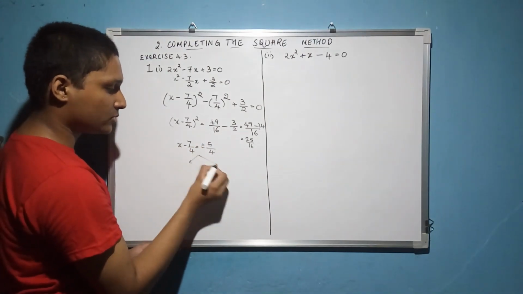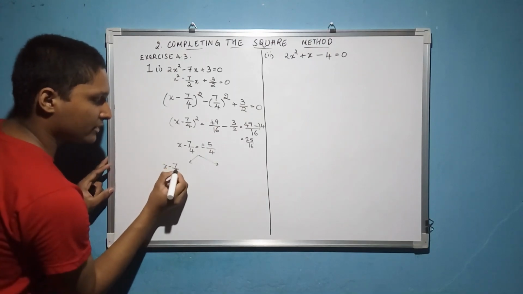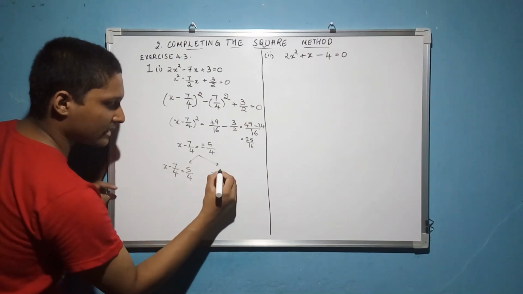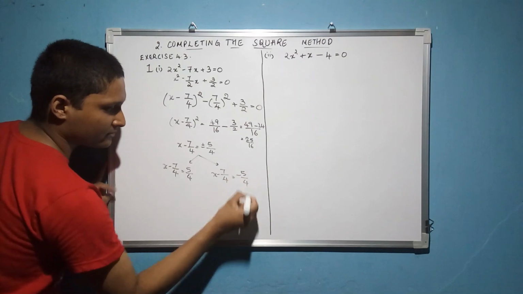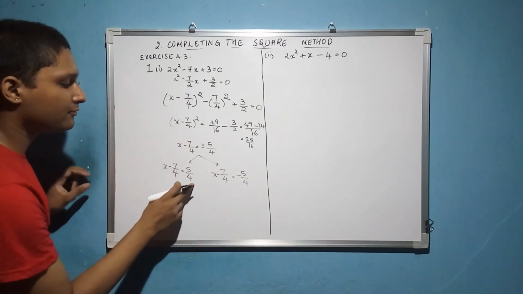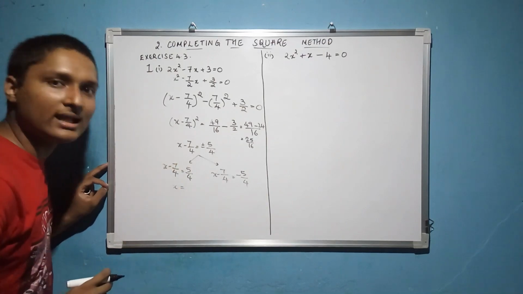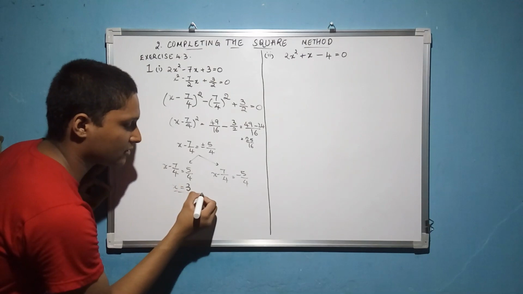Taking the root on both sides is going to be like this. So you have two cases, that is x minus 7 by 4 is equal to 5 by 4 and x minus 7 by 4 is equal to minus 5 by 4. Okay, this much we are going to get. Now we need to add 7 by 4 here. So it is going to be 7 plus 5, that is 12 by 4. 12 by 4 is 3. Therefore x is equal to 3 is one of the solutions.